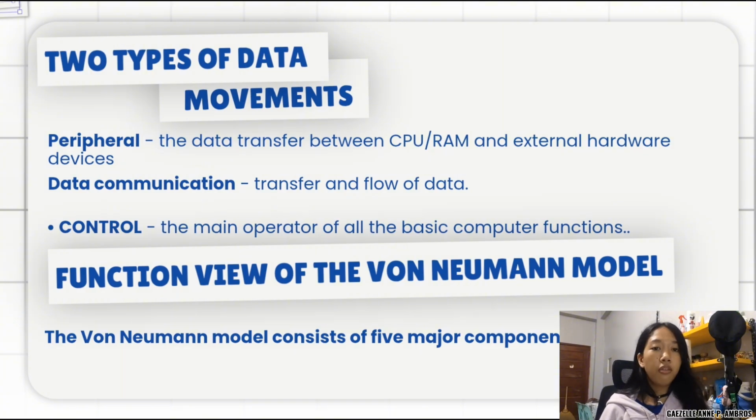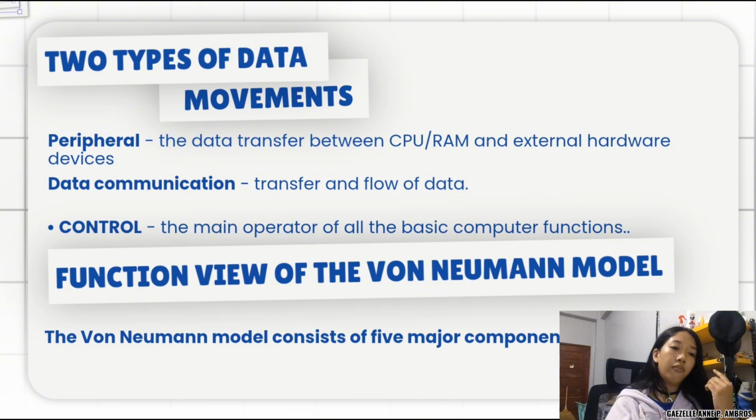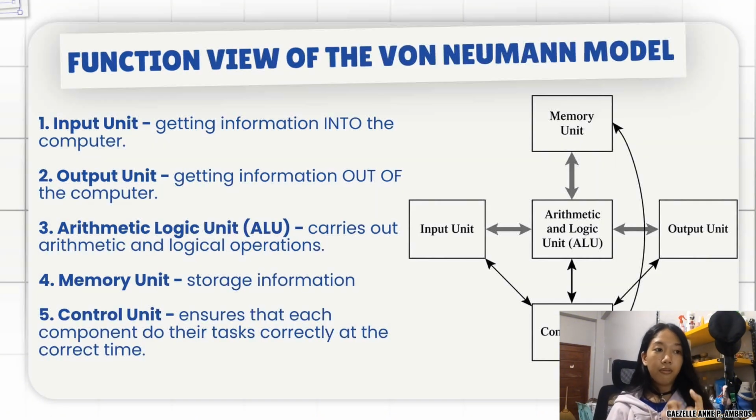model founded by John von Neumann, a mathematician, in 1945. And in this model, in simple terms for easier understanding, it is a one-lane model because everything goes into one single bus and runs only in one lane, which we will see here as we talk about the 5 major components of the von Neumann model, which are the input unit, output unit, the arithmetic logic unit, the memory unit, and the control unit.